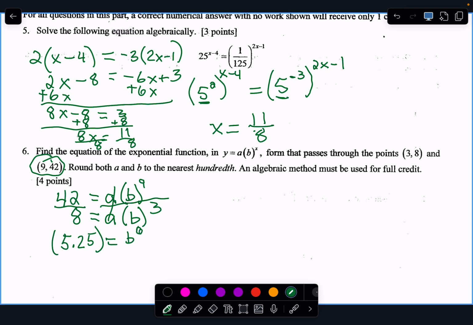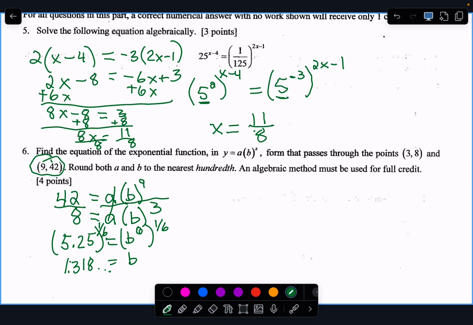So to get rid of b to the 6th, I have to raise this to the 1/6, right? Because if I multiply it, then I have just b. If I raise this to the 1/6, I get 1.318... Leave that in your calculator. We're going to need it in a second, right? So we have b. Just leave all those decimals in there.